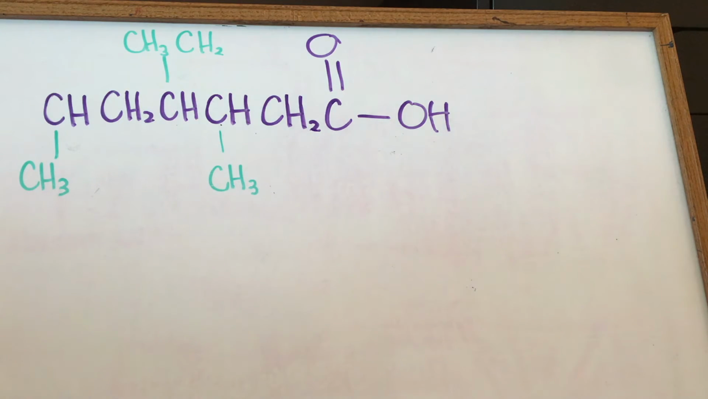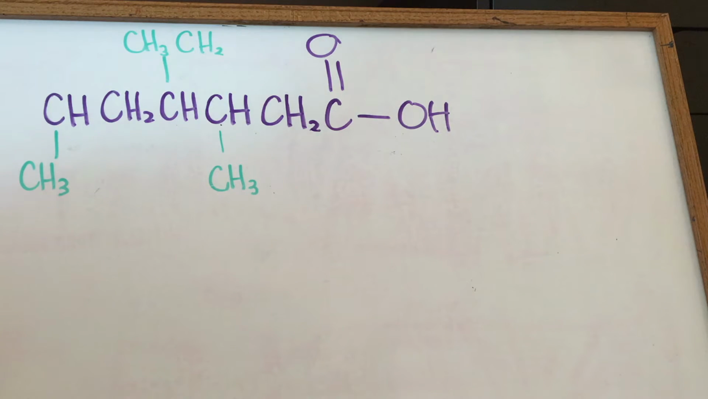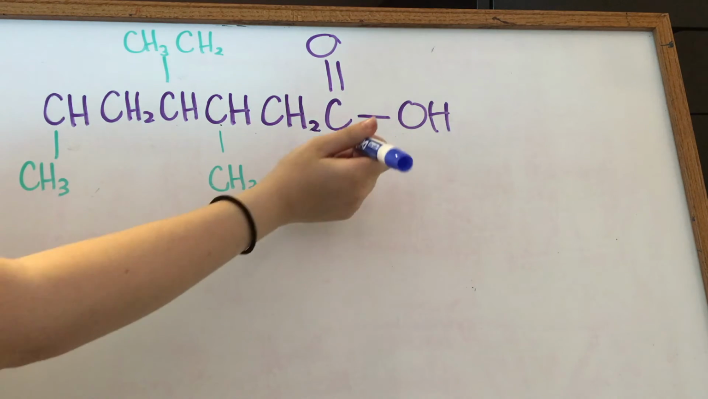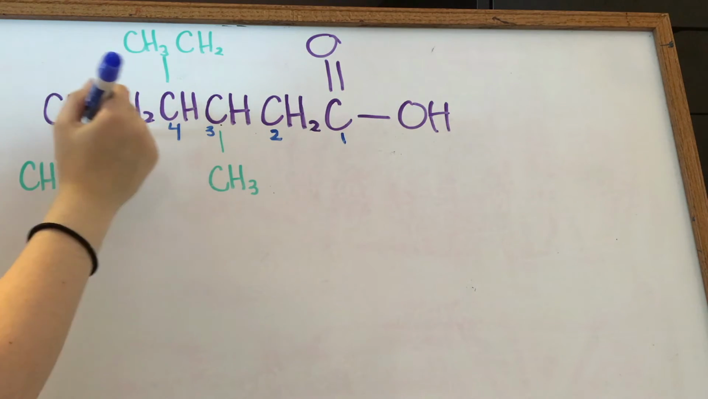So let's go through this example step by step. Step number 1 is to identify the parent chain. We have 6 carbon atoms, so that would be hexanoic acid. Step 2 is to identify the alkyl group substituents, and we have a CH3 and a CH3. Those are the same. It's a methyl, and this one up here is ethyl. Now moving on to step 3, we have to position these alkyl groups. So remember, we always start with the carbonyl carbon as number 1 and continue numbering from there. 3, 4, 5, 6.